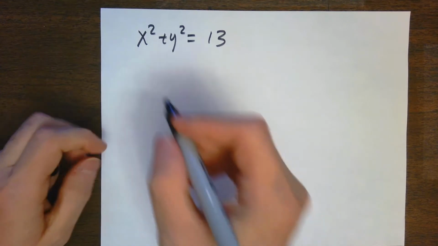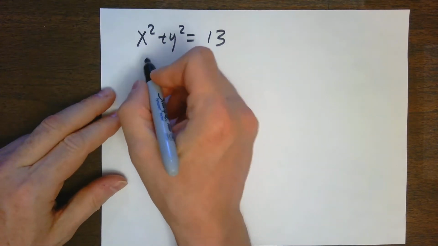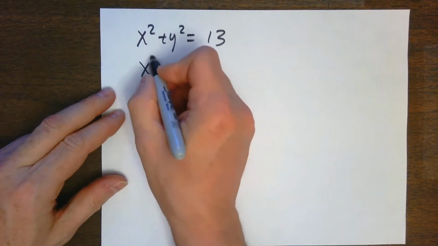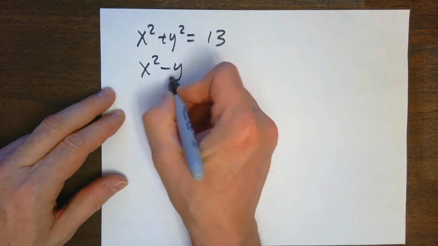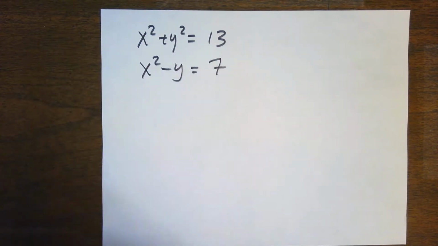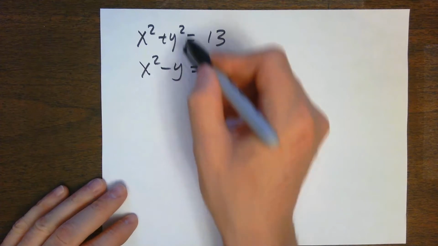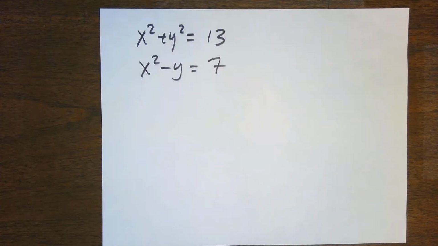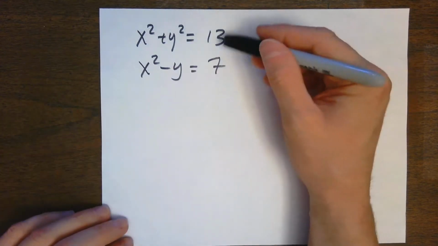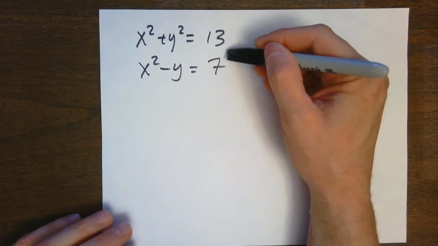The other one is a conic section. The other one's going to be a parabola. I'm sorry, x squared minus y equals 7. So I've got a parabola and a circle, just like we talked about in the examples. So I know that there are either no solutions, no points in common, or 1 or 2 or 3 or 4. Just looking at this, I've got no idea.